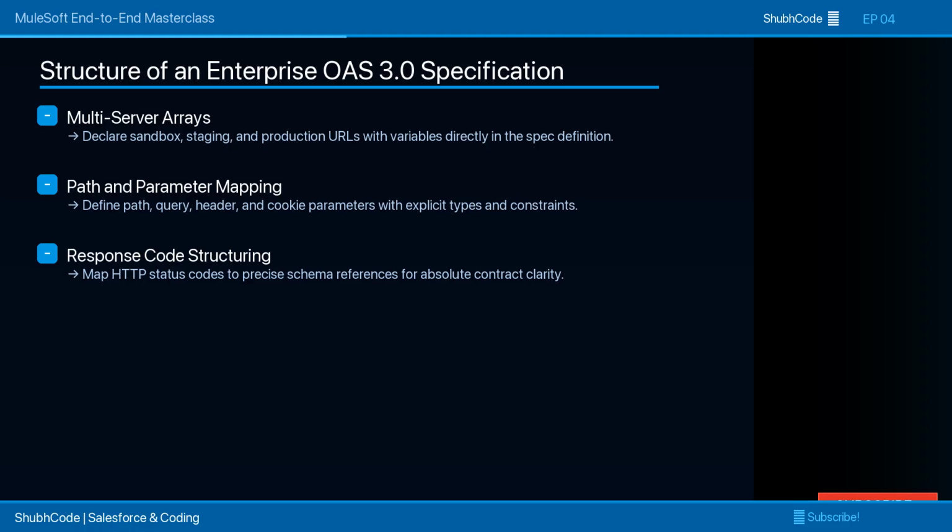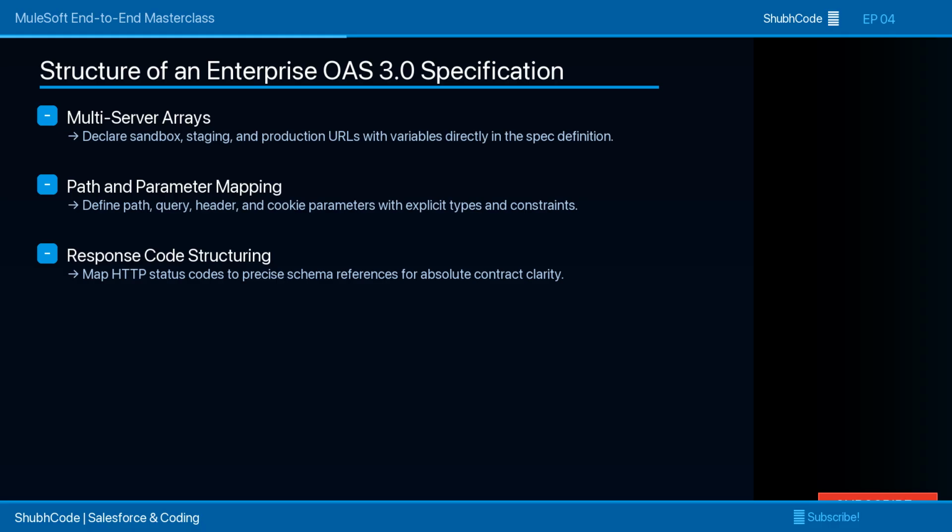Let us break down the anatomy of a production-ready OAS 3.0 document. Unlike RAML, which starts with a declarative title and version, OAS begins with the mandatory OpenAPI semantic version string, followed by the info block containing the API metadata, contact info, and licensing. Next is the servers array, which is a massive upgrade from RAML because it allows you to declare multiple environment-specific target URLs, such as sandbox, staging, and production, complete with variable substitutions.